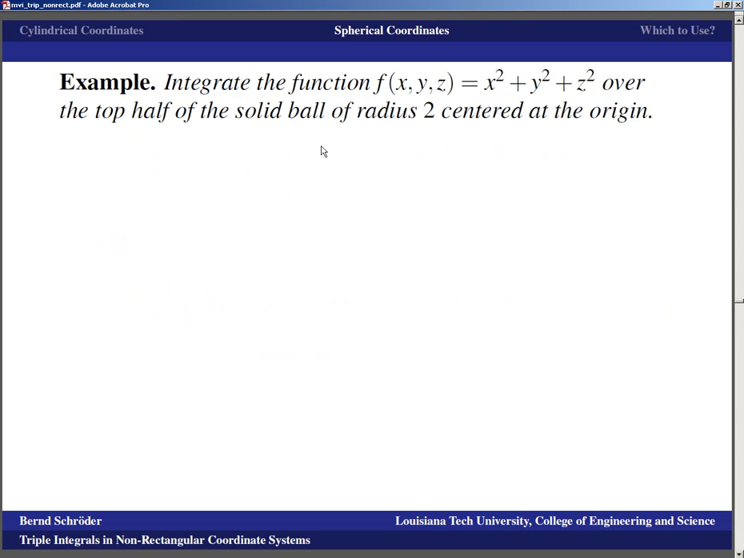And so now, as an example, let us integrate the function f of x, y, z equals x squared plus y squared plus z squared over the top half of the solid ball of radius 2 that is centered at the origin.